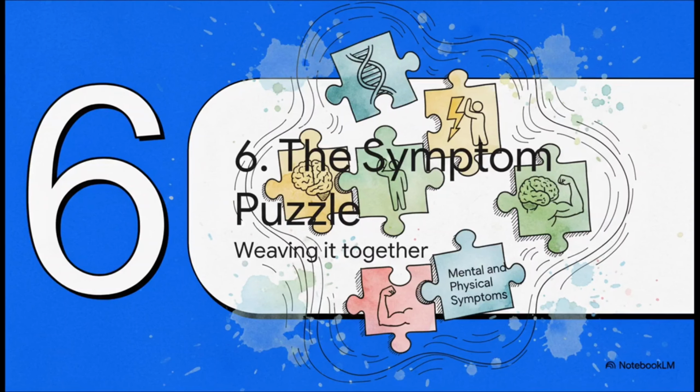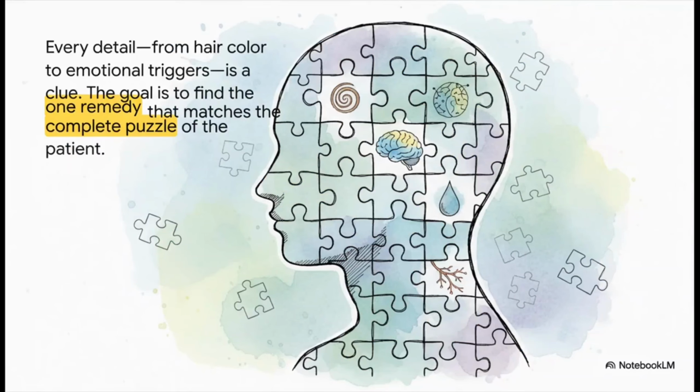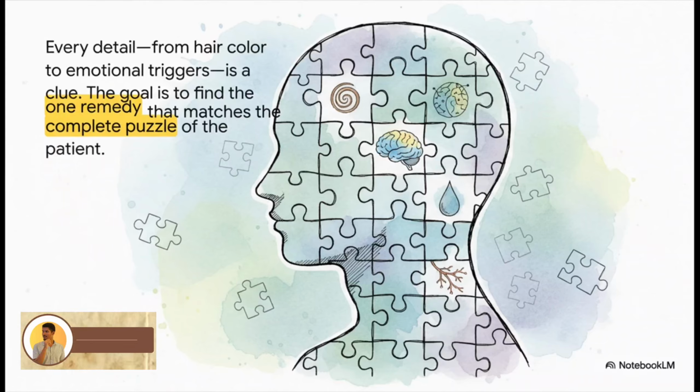So we have the constitution, we have the cause, and we have the specific symptoms. For our final section, let's see how a practitioner weaves all of those threads together. And this is really where it all comes together. Every single detail, seriously, from the person's hair color to the grief that kicked off their illness to the exact physical sensations they're feeling, every bit of it is a clue in a giant puzzle. The goal is never to just treat one symptom. It's to find that one single remedy that matches the complete, unique, and totally individual picture of that patient.